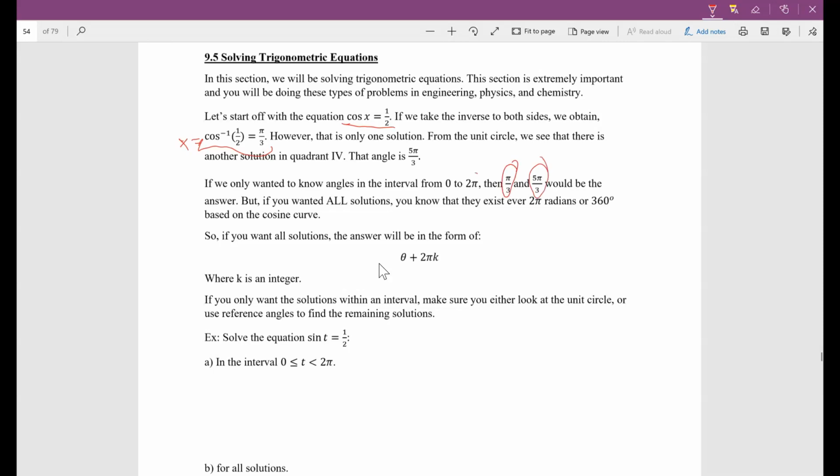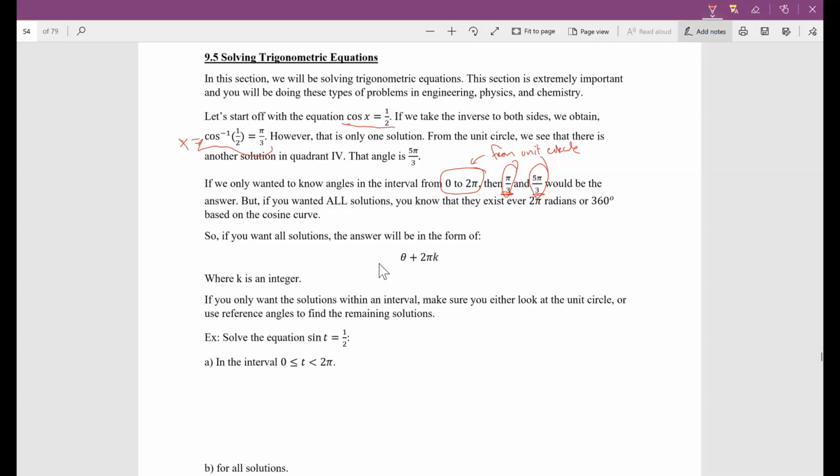But that's only in the interval from 0 to 2 pi, because remember, everything that you look up in the unit circle is always going to be from 0 to 2 pi. So this is from the unit circle, and these are the only two solutions that you obtain.